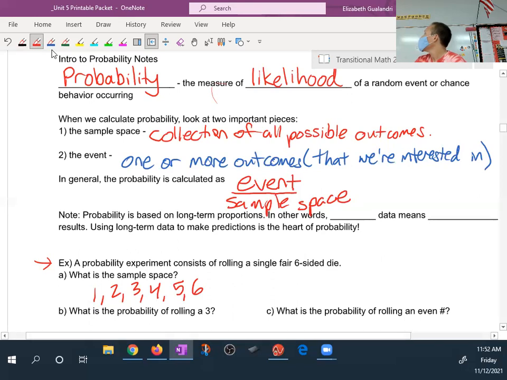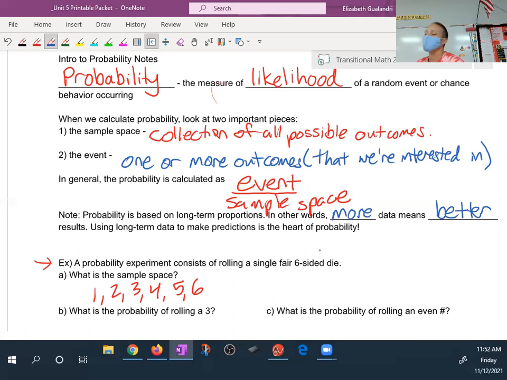So the note that follows: probability is based on long-term proportions. In other words, more data means better results. So if you have more data, you're going to have better results out of it. Using long-term data to make predictions is the heart of probability. It's also the heart of all kinds of different jobs out there.